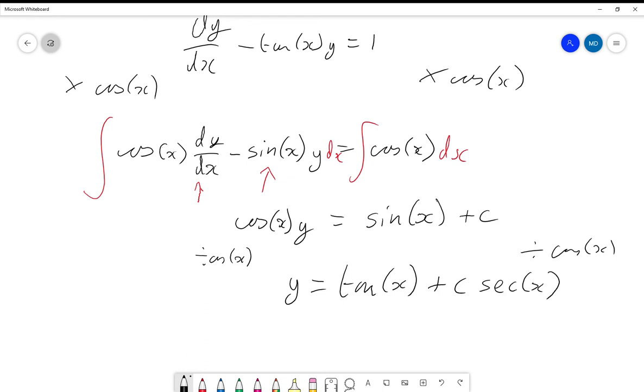And we're done. There we go. This is our general solution. And notice again, as often with these differential equations, the plus c doesn't end up as a plus c. In this case, it's ended up as a multiple of the sec x.